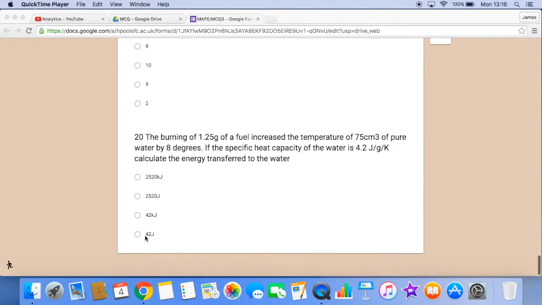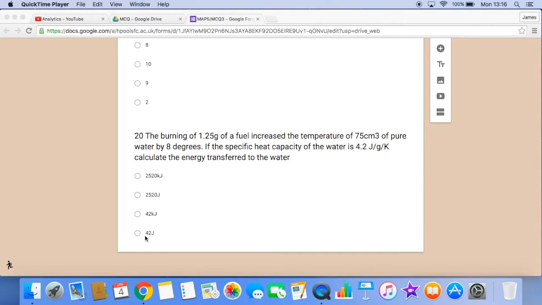And the last question, the burning of 1.25 grams of fuel increased the temperature of 75 cm³ of pure water by 8 degrees. The specific heat capacity of water is the usual 4.2 joules per gram per Kelvin. What's the energy transferred into the water?